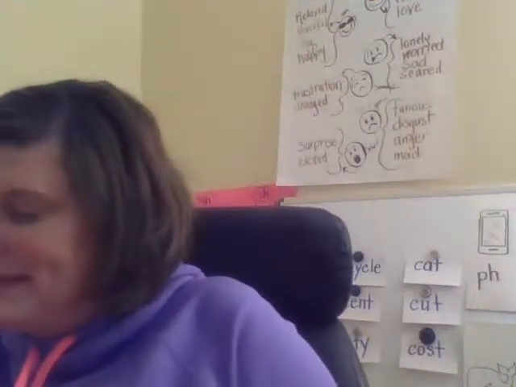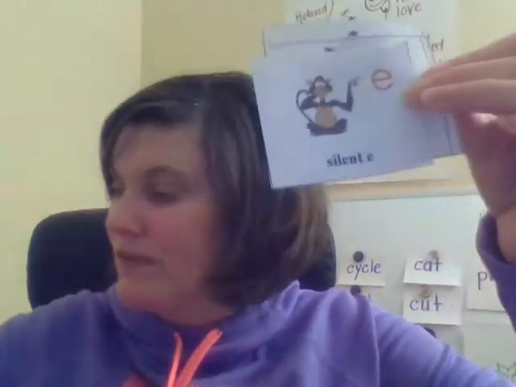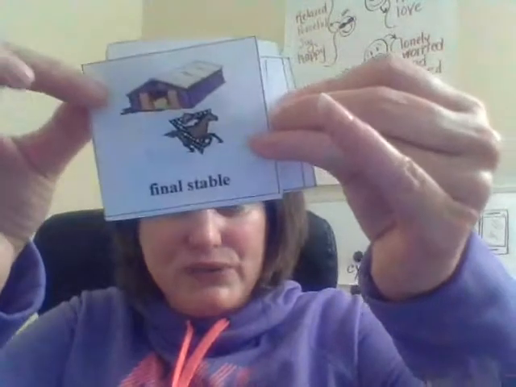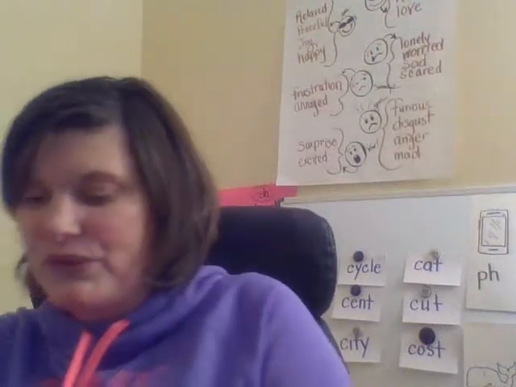Very good. So now we know 5 syllable types. There's just one more to learn. Silent E, R-controlled, closed. When they're closed, remember they're short vowel sounds. Open, which are long. Silent E, also a long vowel sound. And then the final stable syllable. All right, so we'll be practicing with those now.